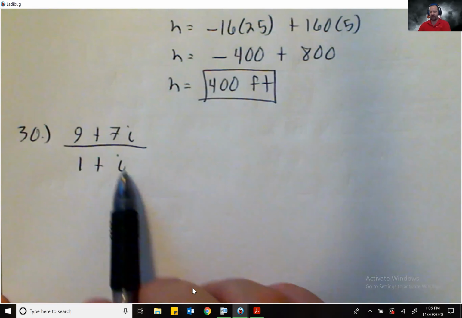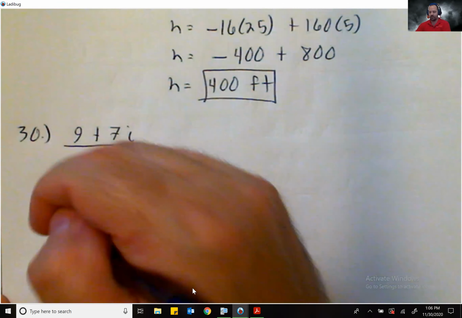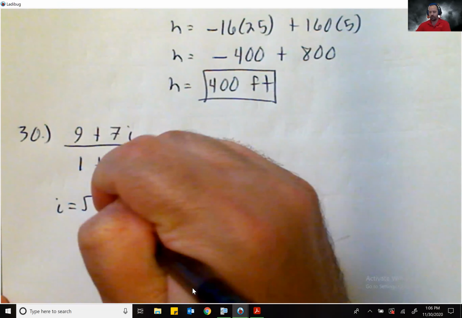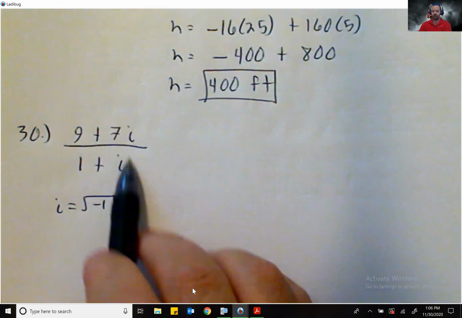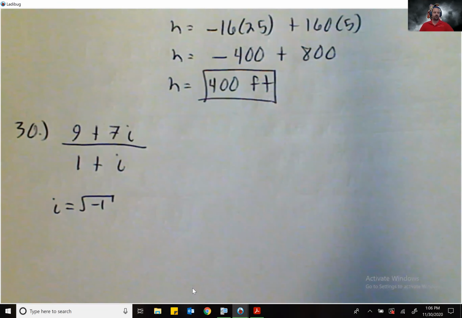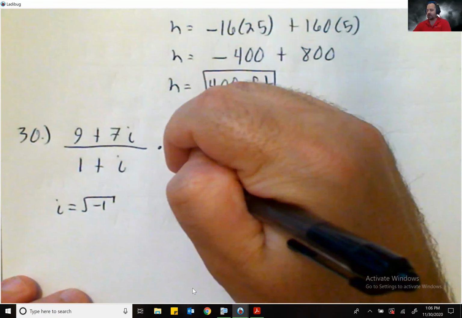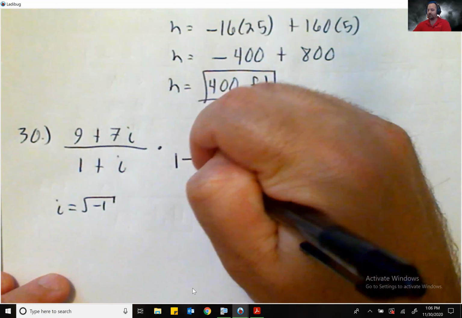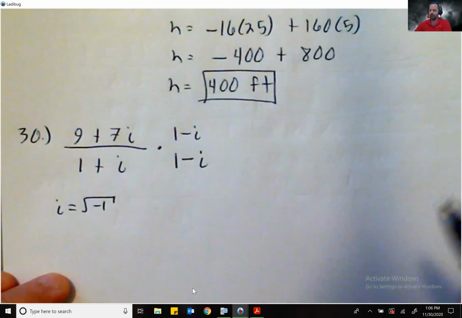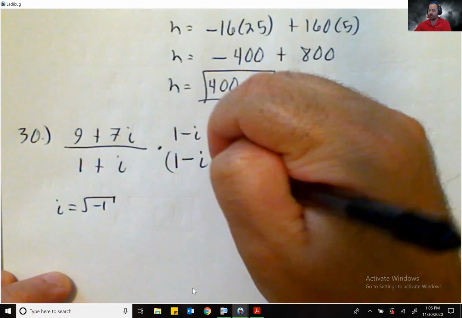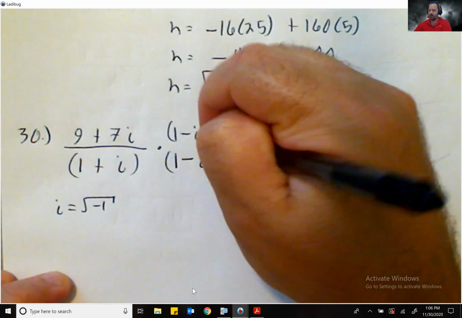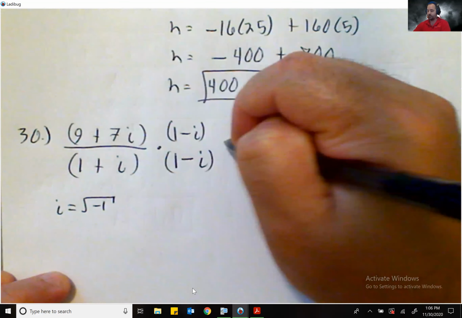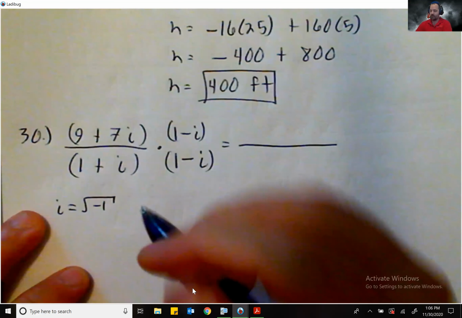Remember, i is just a fancy way of saying square root of negative 1, which means that we have a square root in the denominator, and we don't like that. What do? Multiply it by the conjugate. Yes, in this case, it's actually called the complex conjugate. So 1 minus i. In the denominator, we don't have to do full FOIL, but in the numerator, we will.